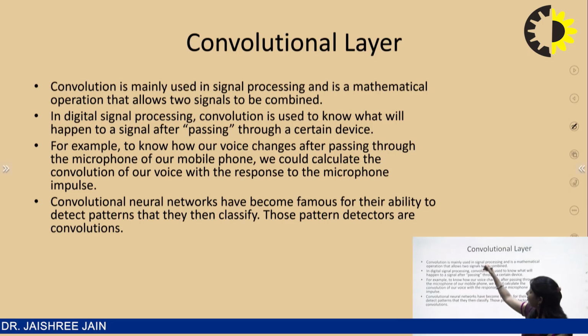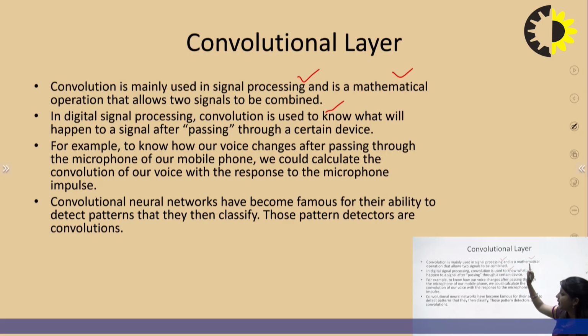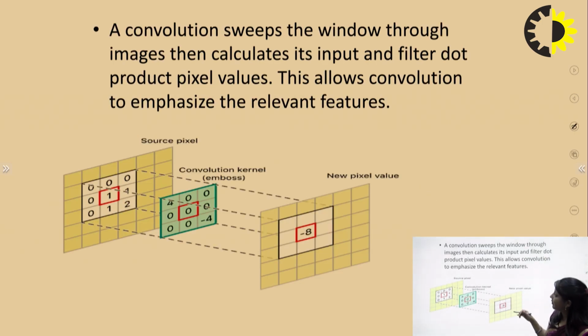These are some applications. Convolution is used in signal processing and is a mathematical approach that allows two signals to be combined. How does it work basically? This is the process.